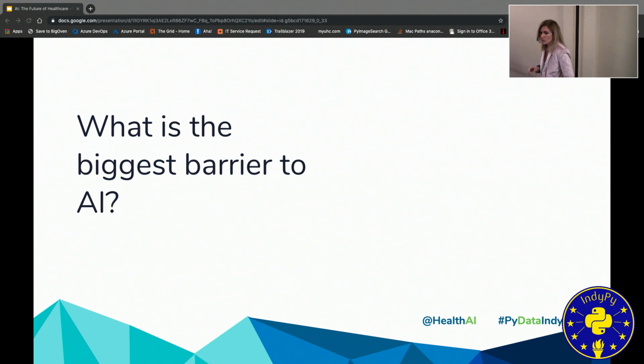Okay, so all of those are issues to AI, but does anybody know what the biggest barrier to AI is right now? Exactly. Yeah, exactly right.